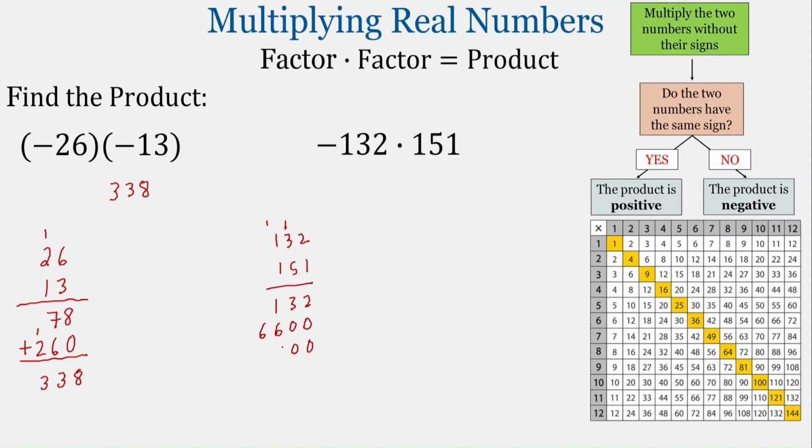Now we have 1 times 2 is 2, 1 times 3 is 3, and 1 times 1 is 1. And then we'll add all this up. We get 2, 3, 9, 9, 1. So we end up with 19,932. Signs were different, so this is negative.